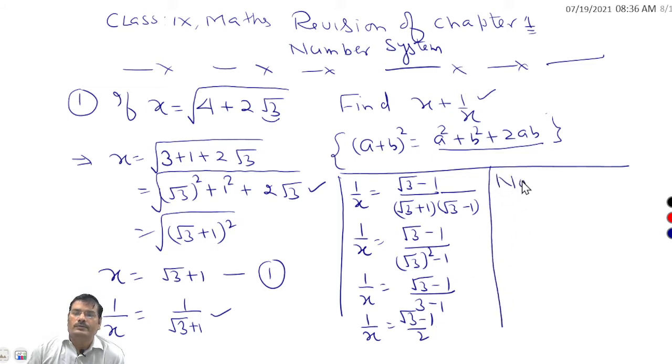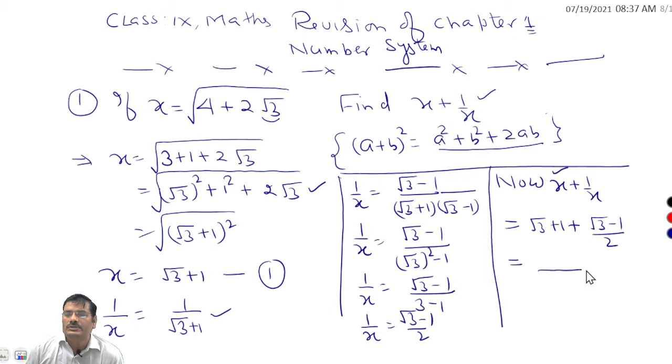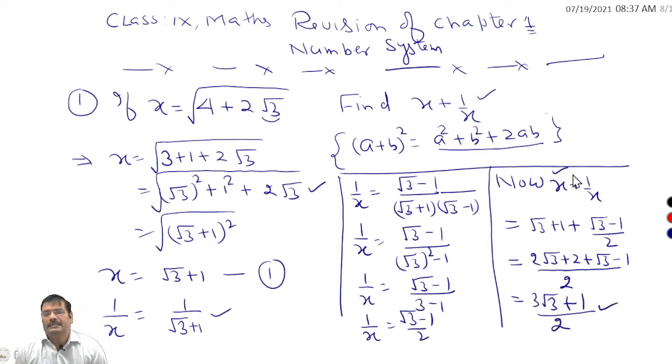Now we have to find the value of x plus 1 upon x. So put x is equal to under root 3 plus 1 and 1 upon x is equal to under root 3 minus 1 upon 2. Simplify this one. LCM is 2. So it is 2 under root 3 plus 2 plus under root 3 minus 1. After simplification, it is 3 under root 3 plus 1 upon 2. So this is the value of x plus 1 upon x.